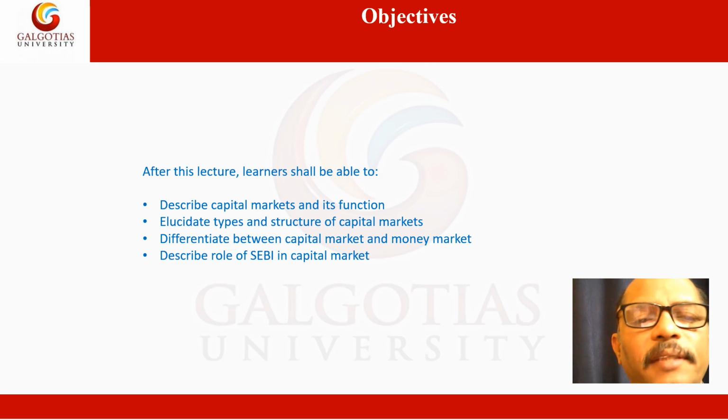The objectives for this lecture are that, after completing this lecture, the learner must be able to describe capital markets and its functions. They shall be able to elucidate on the types and the structure of the capital markets. They shall be able to differentiate between the capital market and the money market, and describe the role of the regulator in the capital market, that is, the Securities and Exchange Board of India.